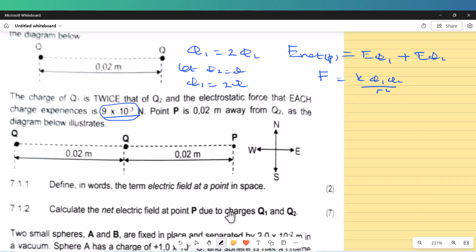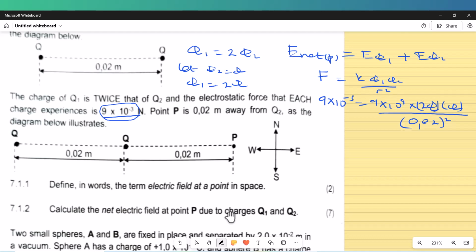So the force given to us here is what? It is 9 times 10 to the power negative 3 newtons, equals K, but our K is 9 times 10 to the power 9, then times Q1. Q1 is 2Q, as we have said there. Then times Q2, which is just Q. Now divided by the distance squared. The distance here is 0.02 meters, but don't forget we are supposed to square 0.02.